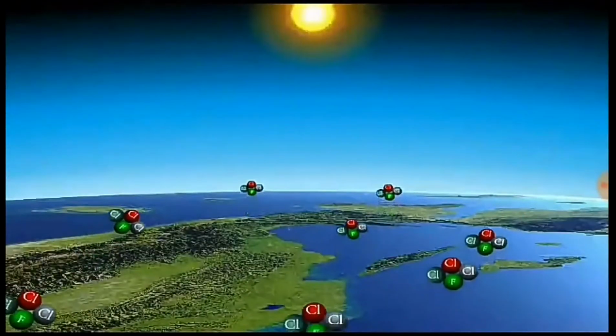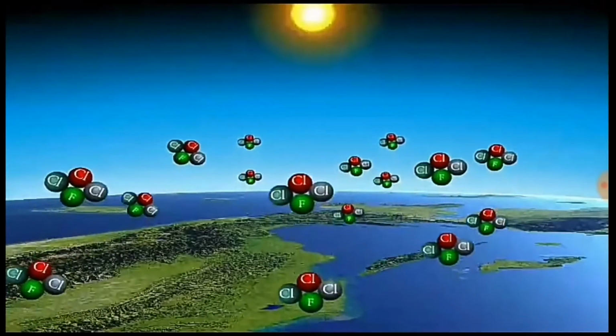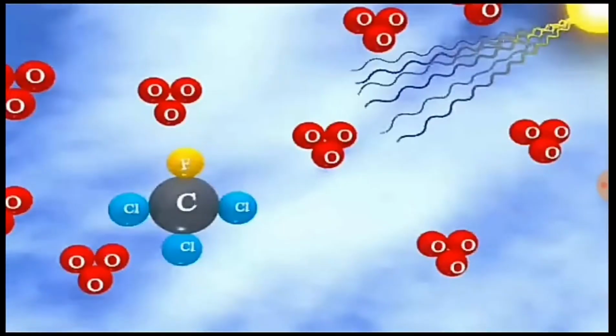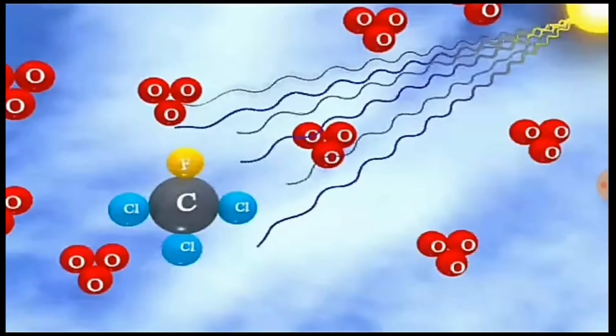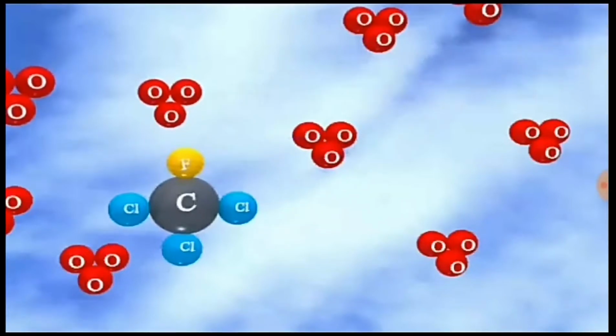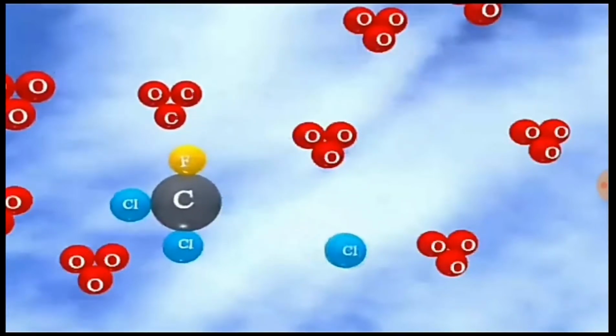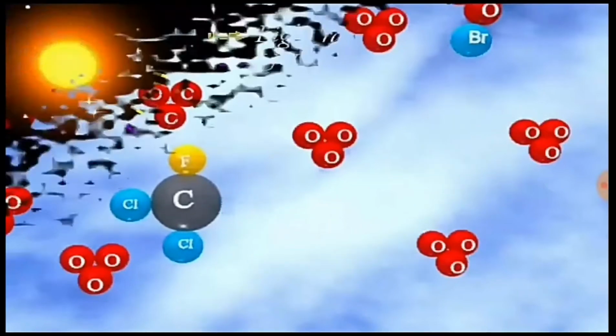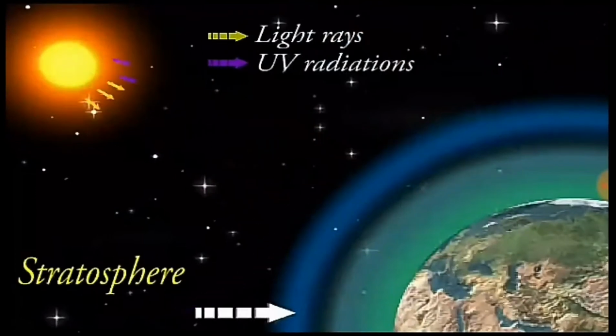When this chlorofluorocarbon reaches the stratosphere, it is broken down by the ultraviolet radiations from the sun. The carbon-chlorine bond breaks, and this releases one chlorine atom from the chlorofluorocarbon molecule. The chlorine and bromine atoms released from these compounds are responsible for the breakdown of the stratospheric ozone.